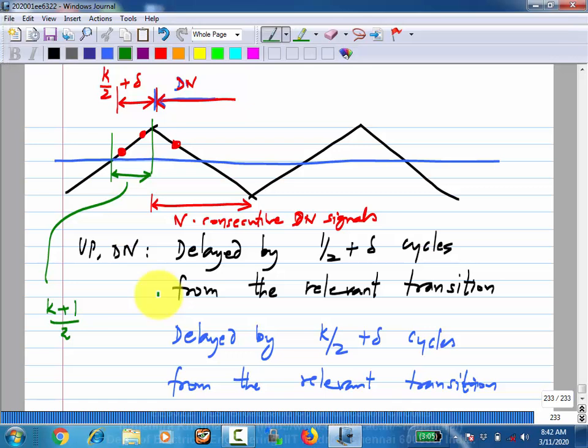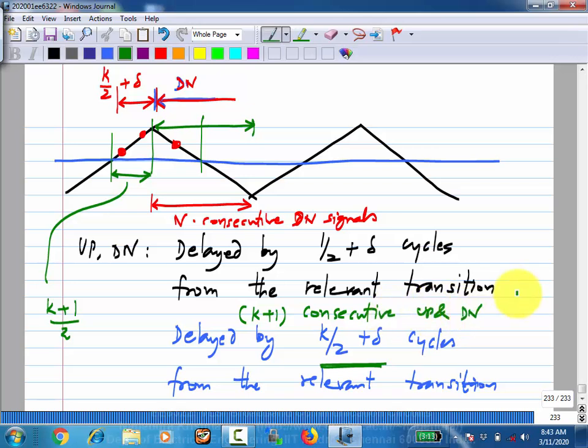This is okay. So how many consecutive ups and downs will you get? Well, I've already written it. For this general case, when you have K by 2, I've already written everything here. What is there to think? K plus 1, it's just twice this, no? This whole thing is just twice that. So if you are delayed by K plus 2 plus delta cycles, you will get K plus 1 consecutive up and down, okay?